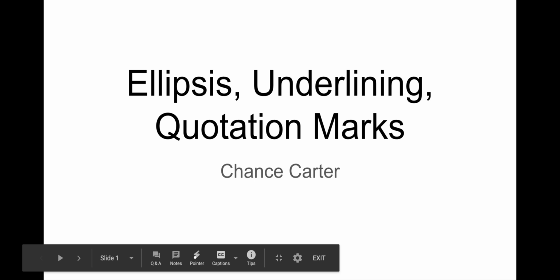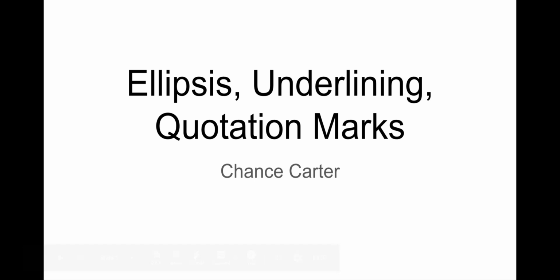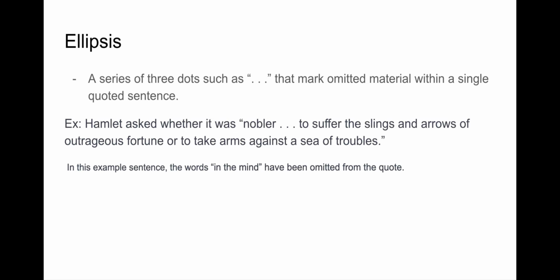Alright, class, today we're going to continue our lesson on punctuation. Today we're going to be talking about ellipses, underlining, and quotation marks, and how we can use these to enhance our writing. To begin, we're going to start with ellipses. Ellipses are the three little dots that you often see in writing. There's an example of it right here on your screen.